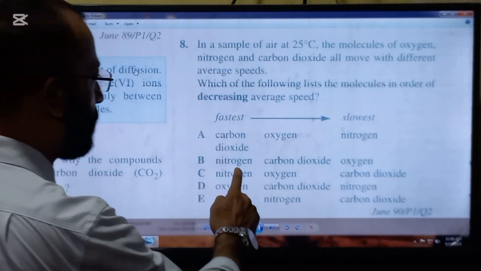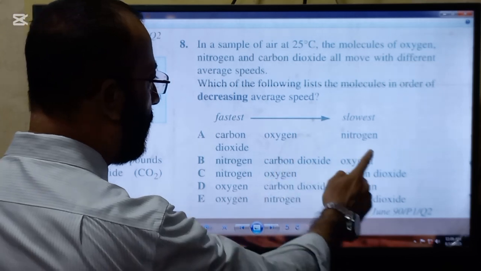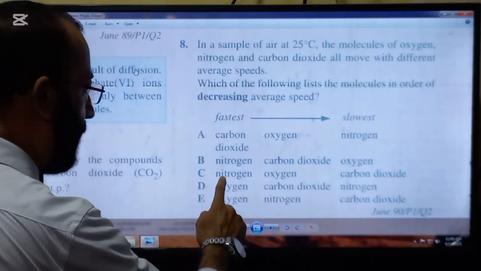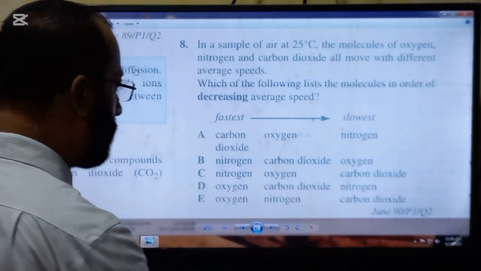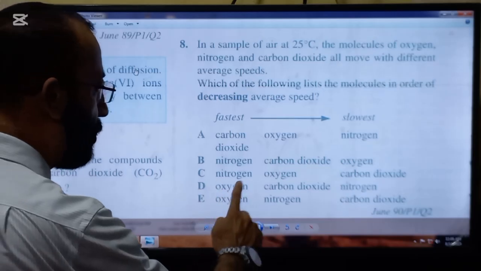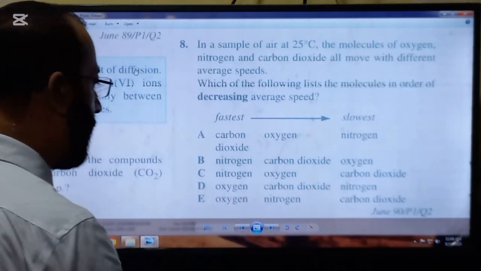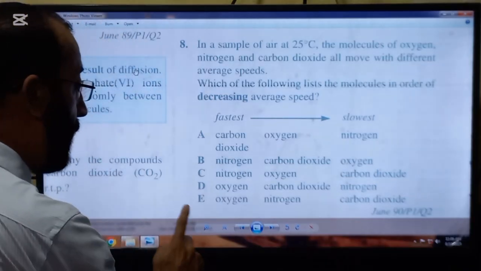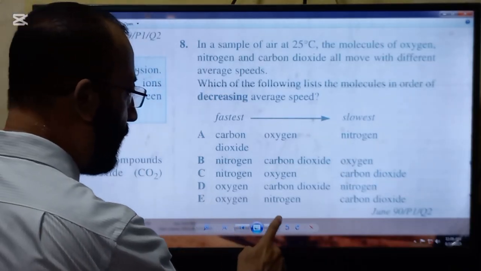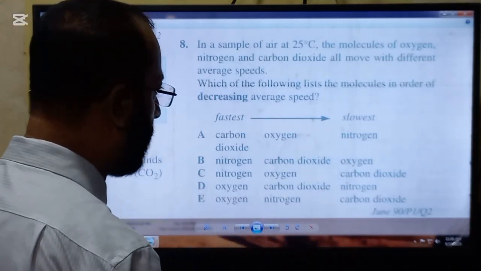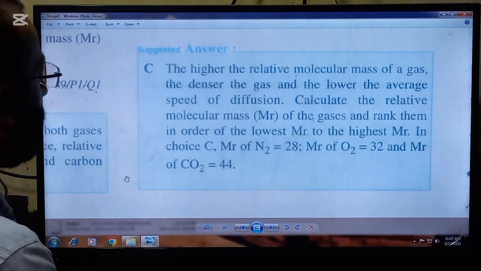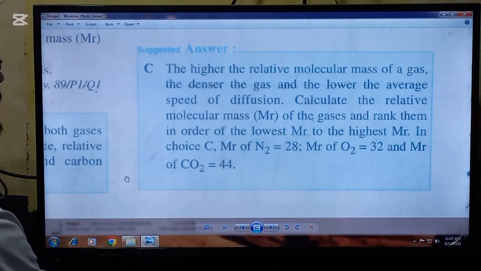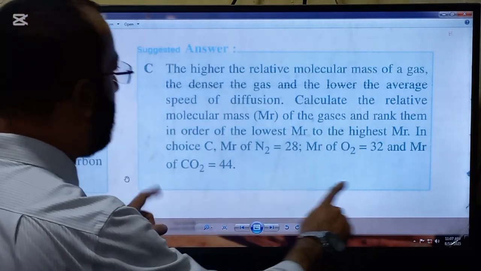A part is carbon dioxide, then oxygen, then nitrogen. B part is nitrogen, then carbon dioxide, then oxygen. C part is nitrogen, then oxygen, then carbon dioxide. D part is oxygen, then carbon dioxide, then nitrogen. E part is oxygen, then nitrogen, then carbon dioxide. And the answer is C part. And here is the explanation.